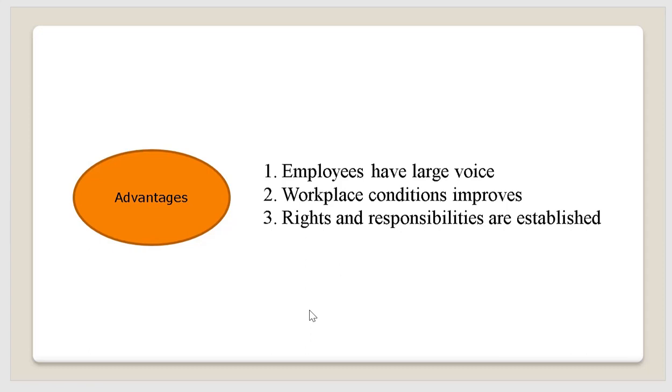And next, rights and responsibilities are also established. In both ways, we can see the employee and the employer should both have rights and responsibilities for an efficient work culture. So by implementing collective bargaining, the responsibilities of both the employee and the employer will also increase as they try to make their rights right.